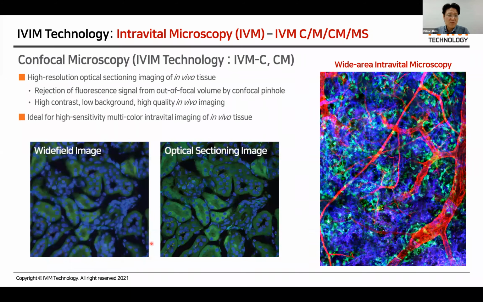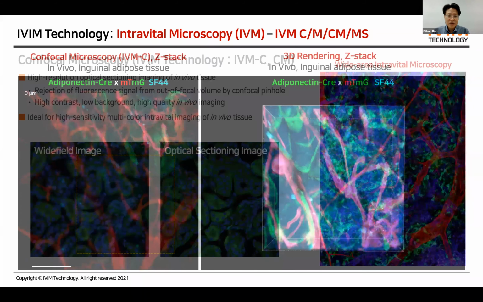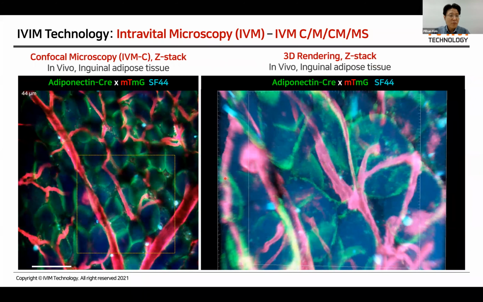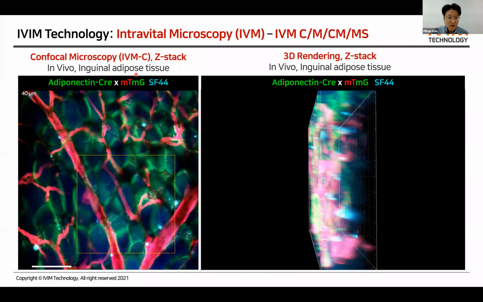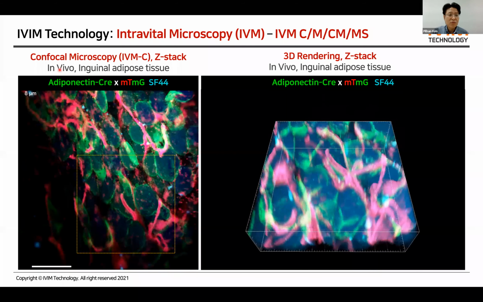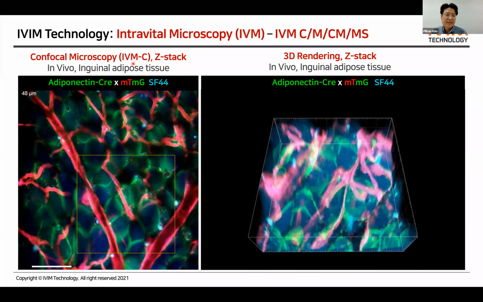This confocal microscopy can be a good solution for high sensitivity, multicolor intravital imaging of in vivo tissue. This example on the right is the wide area intravital microscopy imaging result obtained from the lymph node of a live anesthetized mouse by using our IVIM-CM model. And this is the real data we obtained from the inguinal adipose tissue of the live animal model in vivo by using our confocal microscope model IVIM-C.